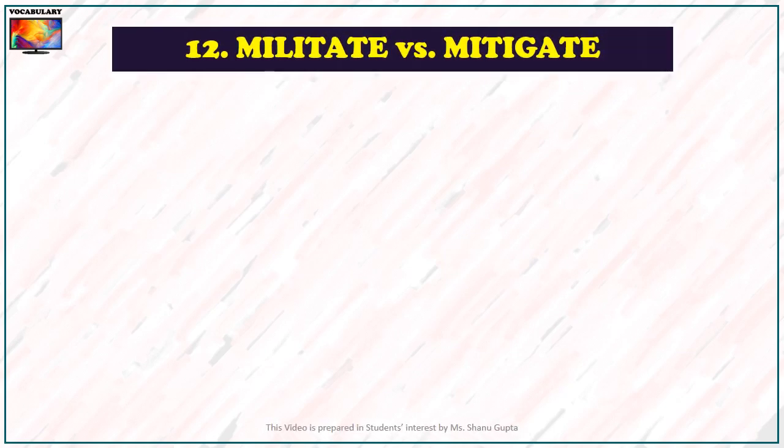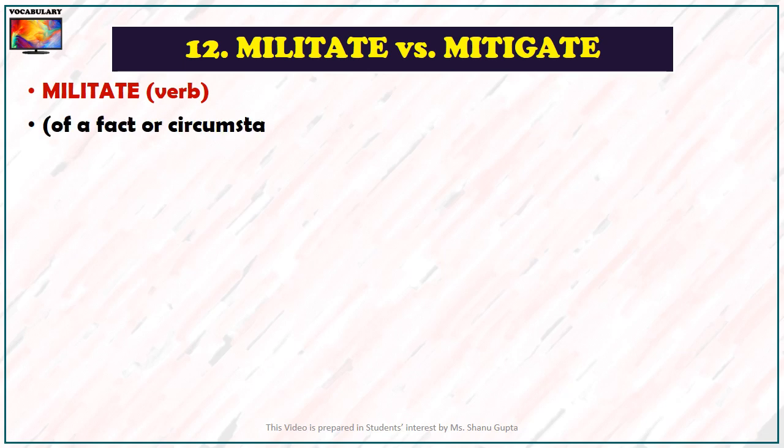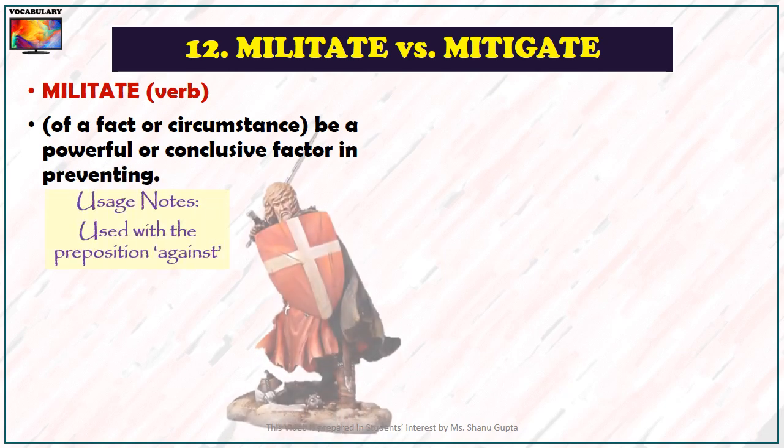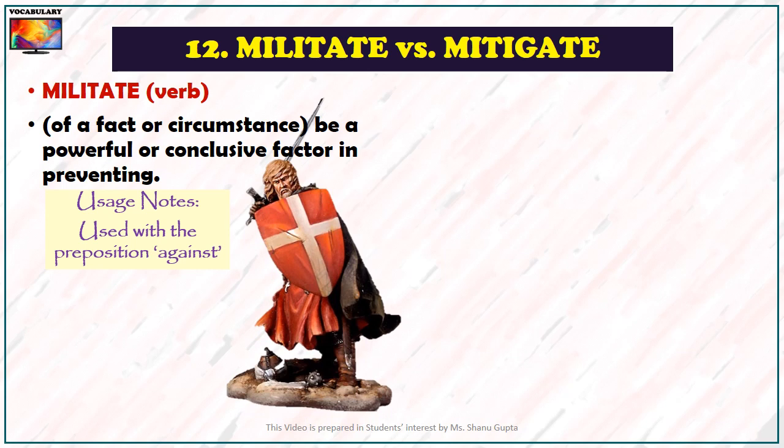Next pair is militate versus mitigate. These are very important words for someone who wants to build a sound vocabulary. First of all, both are verbs. The word militate is easy to remember because it shares its roots with military. According to Oxford Dictionary, militate is used when a fact or circumstance is a powerful or conclusive factor in preventing something. It is often used with the preposition against. To militate against is to fight against something in order to prevent it from happening.